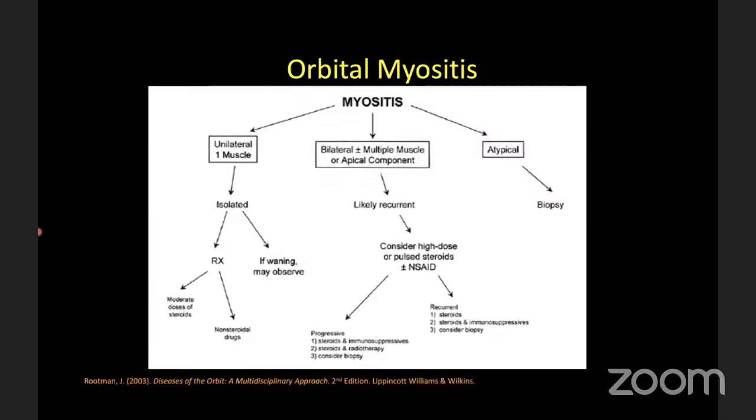And here it would be bilateral involvement, and multiple muscles or an apical component might be there. So higher doses of pulsed steroids should be given. And in atypical cases, like we discussed, biopsy would be the way forward. You have a histopathological diagnosis, and then treatment can be accordingly initiated.